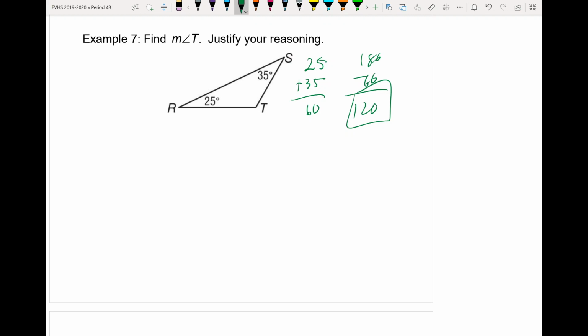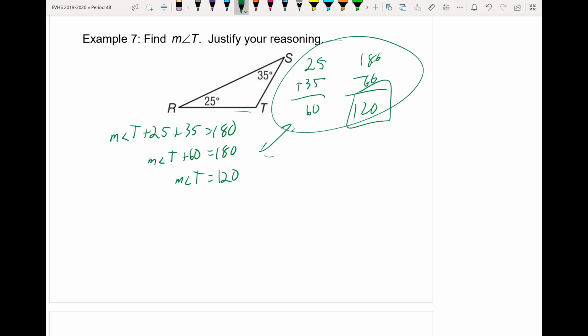Okay? So, the way that this should be written is something like this. Measure of angle T plus 25 plus 35 is equal to 180. Then we got the measure of angle T plus 60 is equal to 180. Then the measure of angle T is equal to 120. Notice I did all the exact same stuff in those two. However, this is scattered calculations. This is written out, organized, and nice and proper. I can follow exactly what you meant on this one on the left.